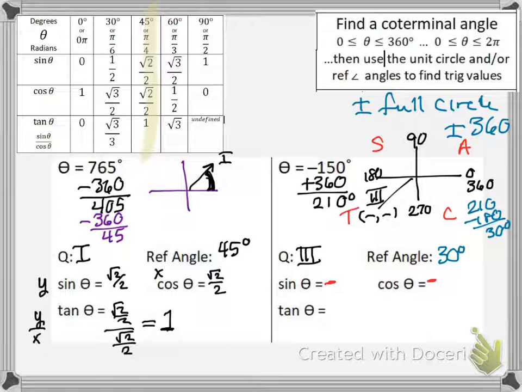30 degrees. So on my table, I'm going to look at the 30 degree line right there. And I'm going to say my sine is 1/2. My cosine, root 3 over 2. My tangent, divide those. Negative 1/2 divided by negative root 3 over 2. Because it's always the sine divided by the cosine.